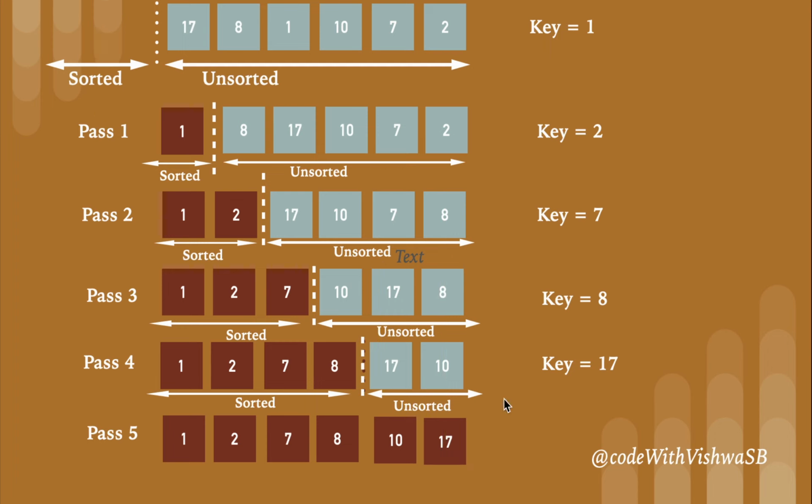This is how selection sort is implemented. And one question: why is it named selection sorting? Any guesses? Yes, this algorithm is implemented by selecting the smallest or largest element from the unsorted section and putting it into the sorted section. Hence the name selection sorting. Hope you all got this. Now let's jump into the coding.